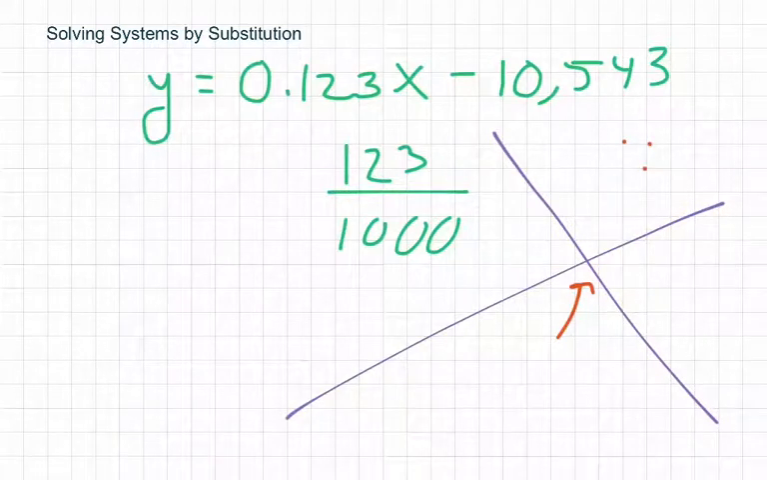Like the lattice points, two lines can intersect in the middle of one of the squares. And then what do you do? How do you figure out what that is? And so there's definitely a need for some other strategies for figuring out the values for x and y.